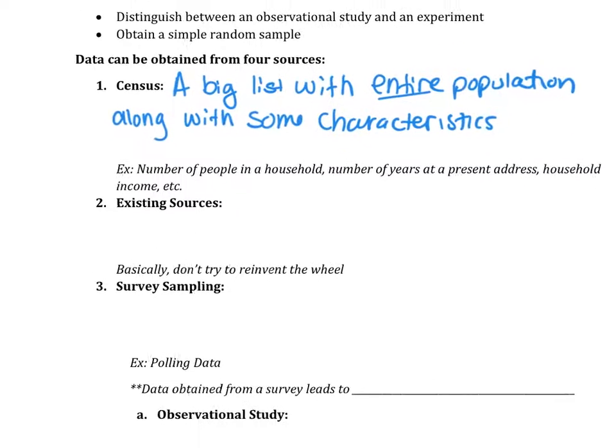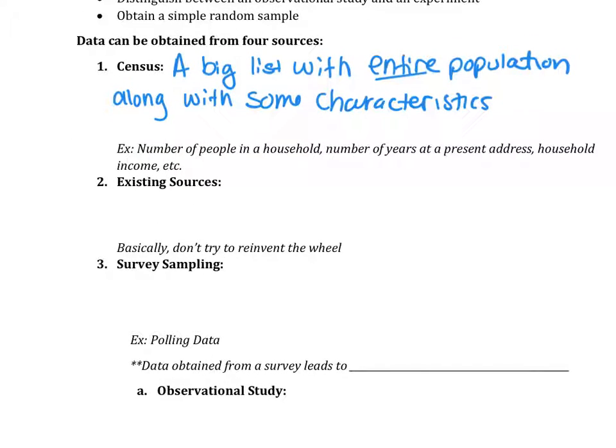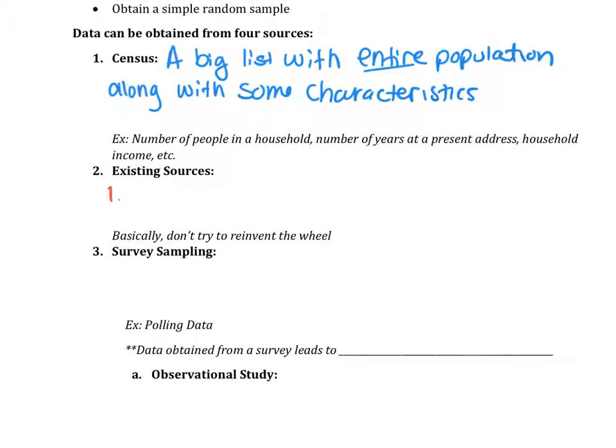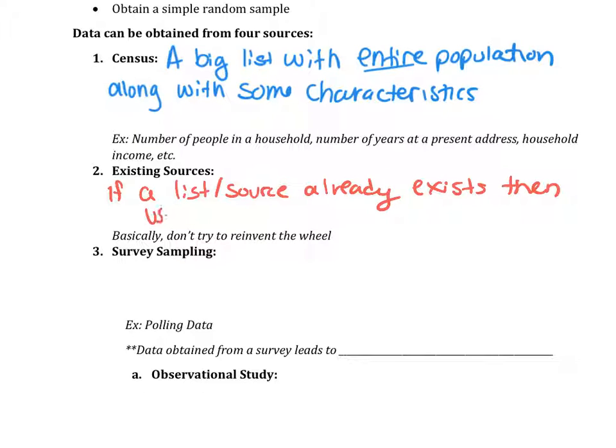Another source where you can get your data from is an existing source. So this is just somebody already compiled a list with all of the information you need. So if a list or a source already exists, then use it. So you don't have to try to create your own source if it already exists. It can make your life easier, can take less time. So if a source already exists that you're able to use, then using it would be your best option.